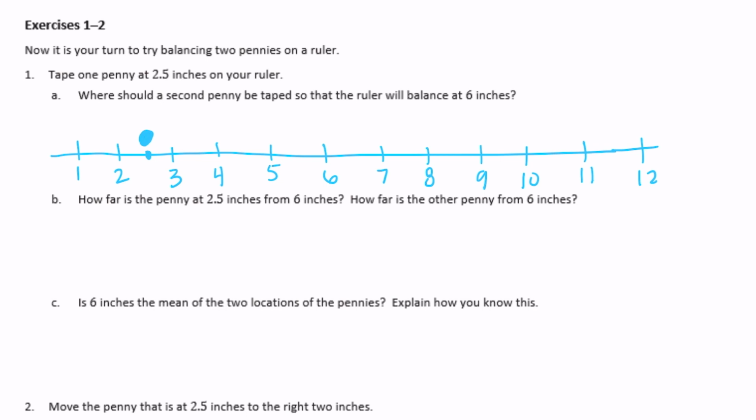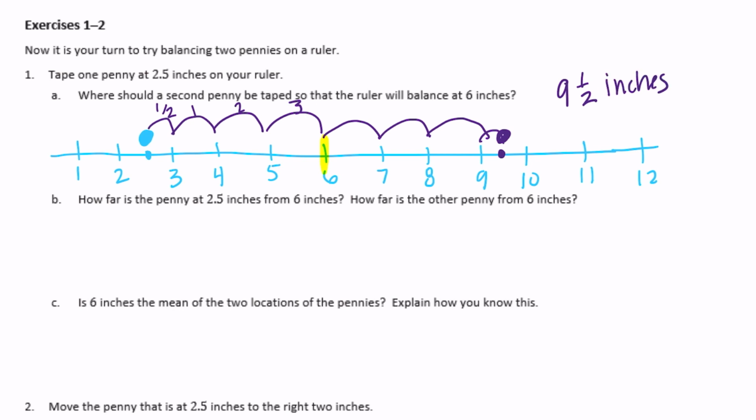Where should a second penny be taped so that the ruler will balance at 6 inches? So it's saying it wants to balance right here. So how far do we need to go? So there's a half, 1, 2, 3.5. So we need to go 3.5 this way, which would put us right here at 9.5. So 9.5 inches would make it balance right here at 6.